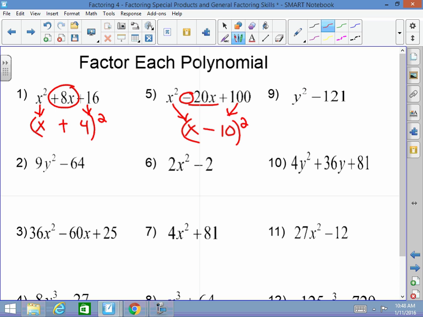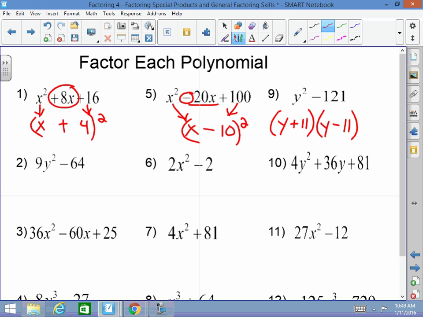I'm done. Y squared is a perfect square. 121 is a perfect square. They're being subtracted. That's a difference of squares. So that's y, square root of the first plus square root of the second, times square root of the first minus square root of the second. Ding dong, the witch is gone. I'm done. That's a difference of squares.